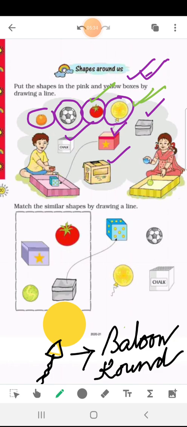So we have got four things which are round in shape. So remember students, these are round in shape.